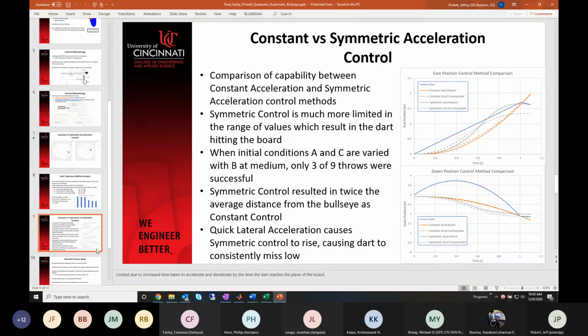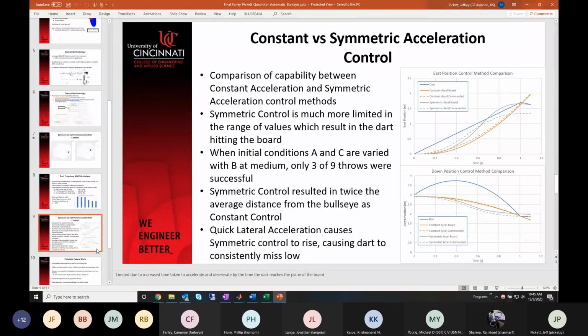And actually averaging those 3 throws, even when it did catch, it was twice the average distance from the bullseye as the constant control. And we theorized that this is really due to 2 things. The quick lateral acceleration that you need in order to accelerate and decelerate. Actually, the thrust of that causes the drone to rise, which makes the dart consistently miss low.